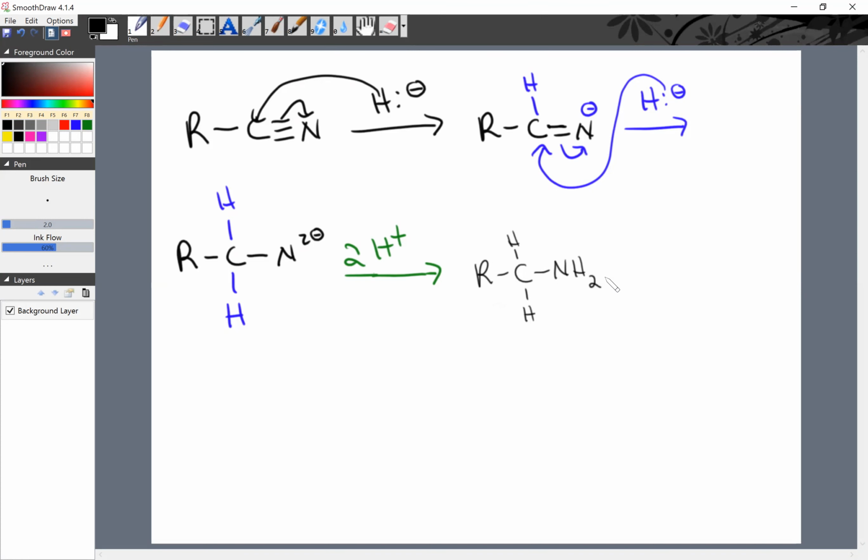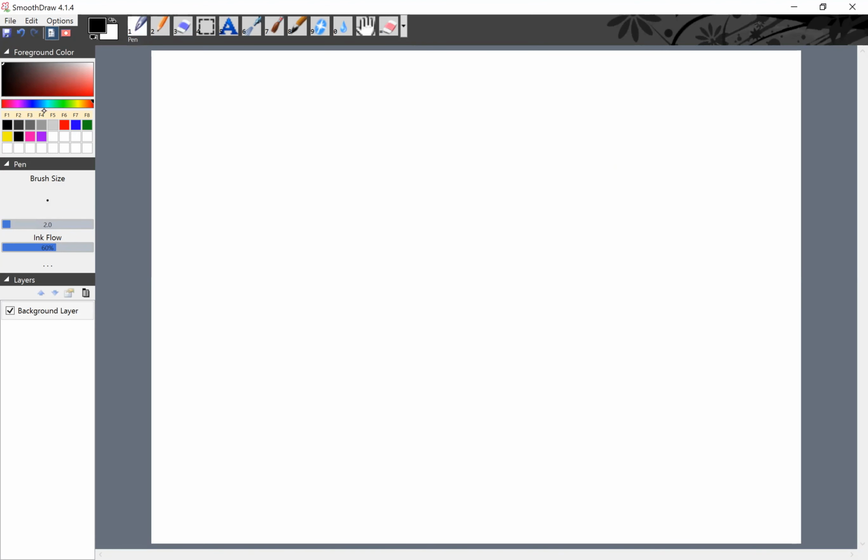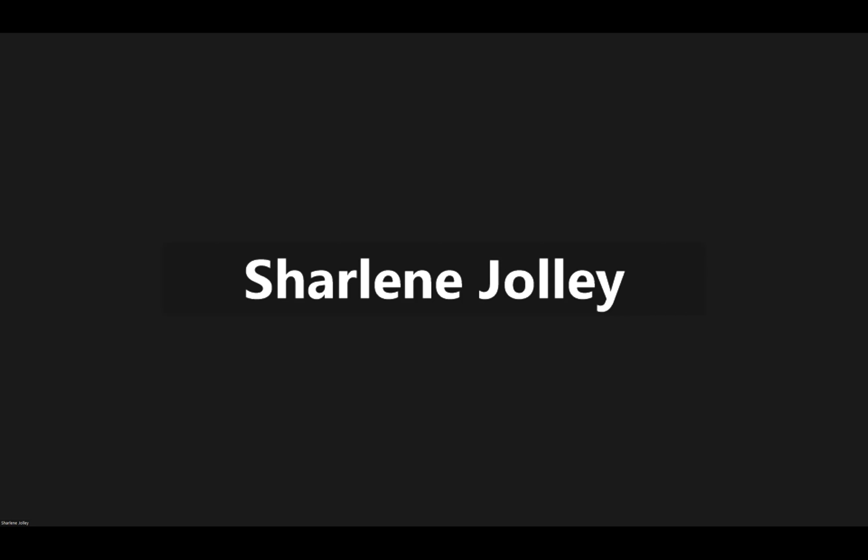Again, that's a very bad mechanism. There's details that I'm not showing you. This was the simplest version to get you to see it. Nature doesn't like negative 2s though. Okay, so we're going all the way from a nitrile down to an amine, and it's a very similar variation for the amide.